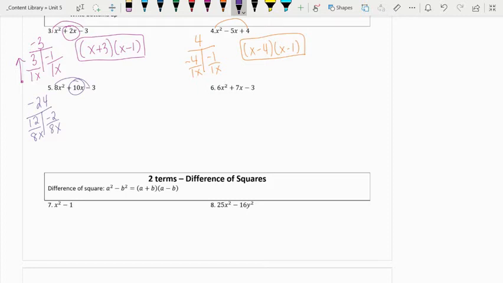If you have a number in the denominator, you need to simplify fractions if you can. So in this case, 12 and 8 are both divisible by 4. So this becomes 3 and 2. And 2 and 8 are both divisible by 2. So this becomes negative 1 and 4x. Now we do the same thing and write it bottoms up. So 2x plus 3 and 4x minus 1.